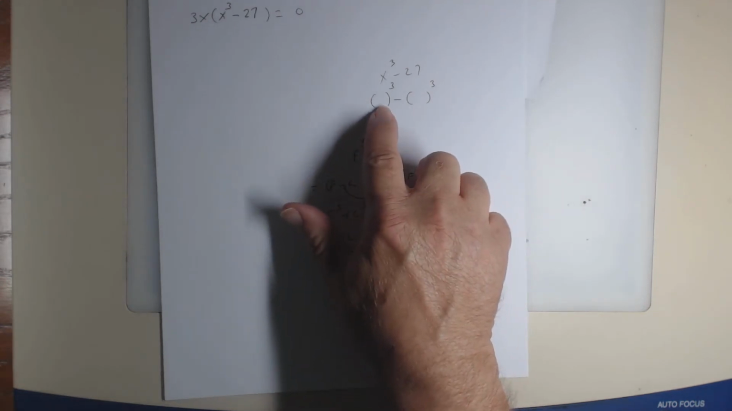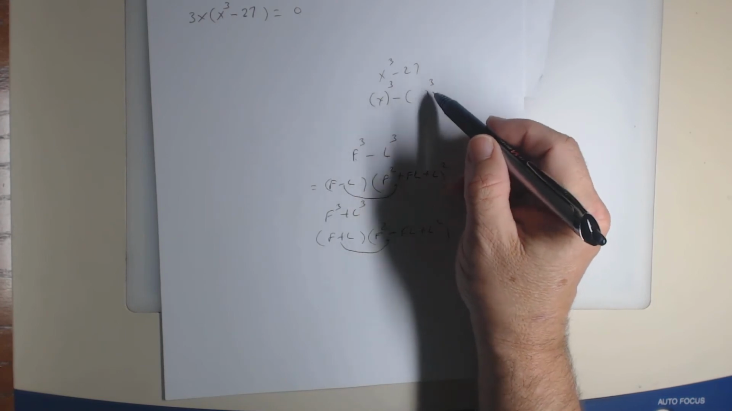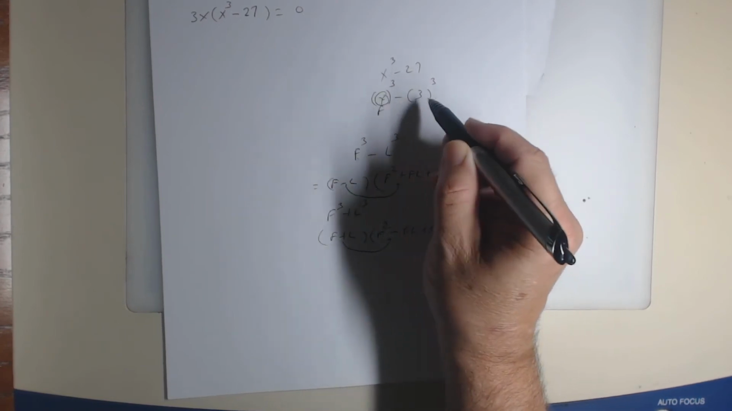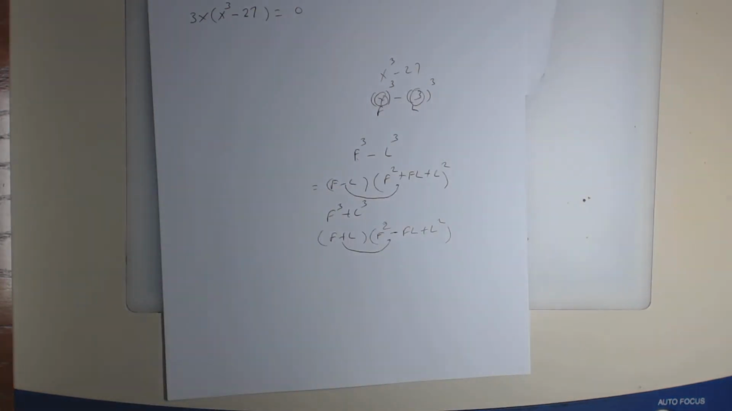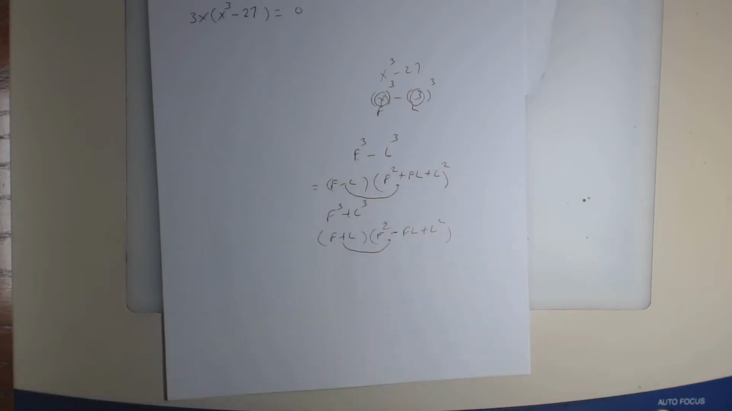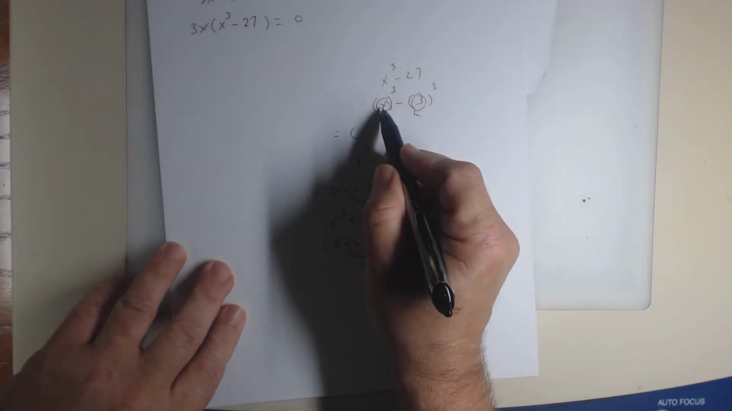What times itself 3 times is x cubed? X. What times itself 3 times is 27? 3. So there's your F, and there's your L. So what is F here? X. What is L? 3. And all you do is use this formula. So this becomes your binomial. What's my binomial?